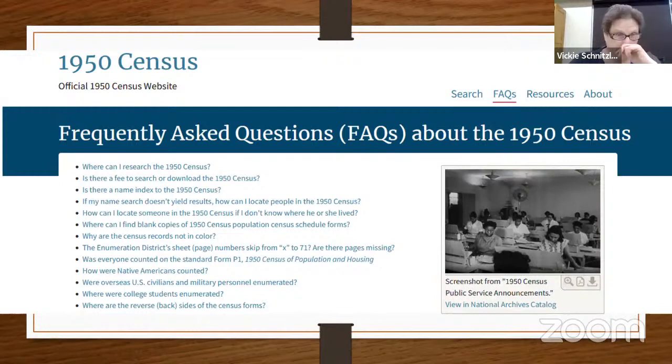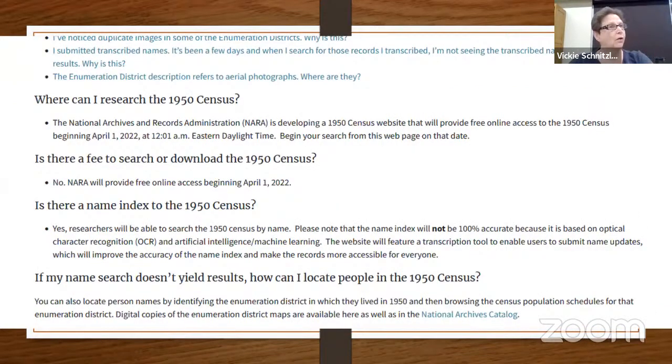Next slide. So if you click on one of those questions, it will take you down below where all the questions are, and it will give you the answer. And you can see here, is there a name index to the 1950 census? That was the information that I had put on one of the slides, because I thought, well, that's something we're going to want to know. Is there a name index?